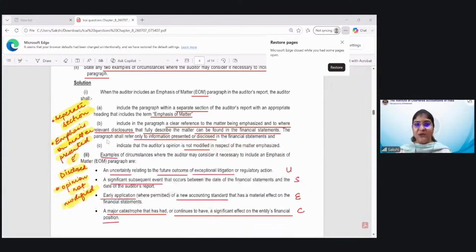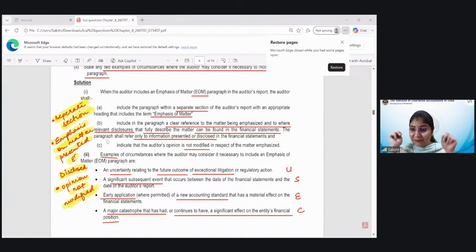Okay, now let's see how the answer goes. When the auditor includes an EOM para in the auditor's report, the auditor shall include a para in a separate section of the auditor's report with an appropriate heading. What should be the heading? "Emphasis of Matter", in double quotation marks, inverted commas. Include in the para a clear reference to the matter being emphasized, a clear reference to where this matter is located, and where relevant disclosures that fully describe the matter can be found in the financial statements.